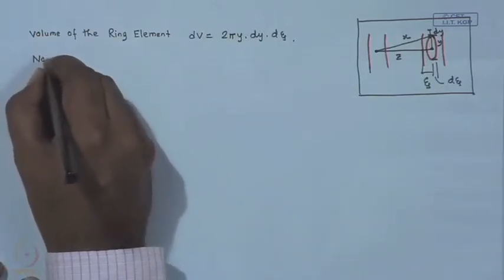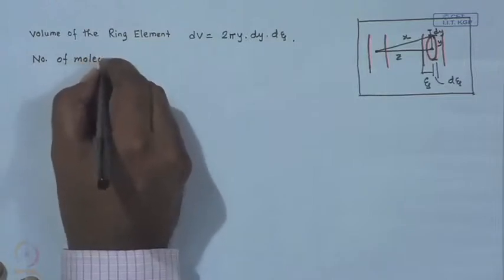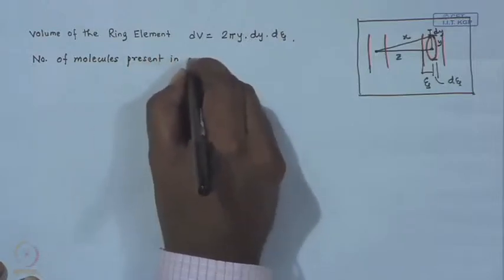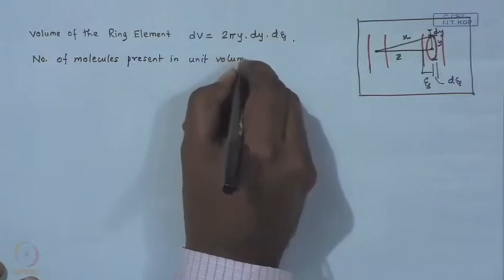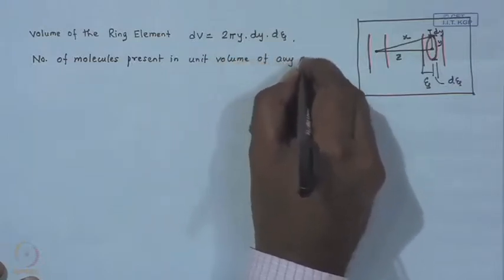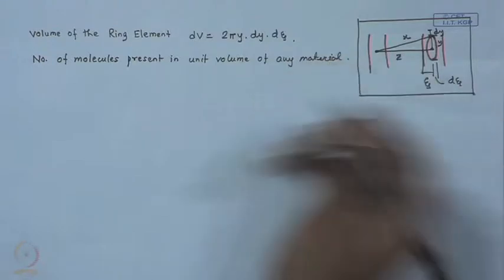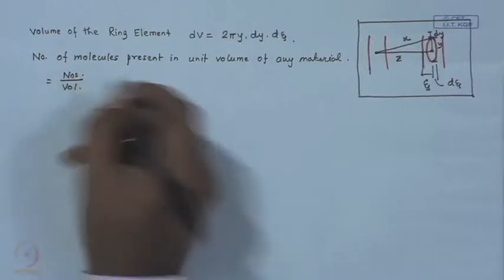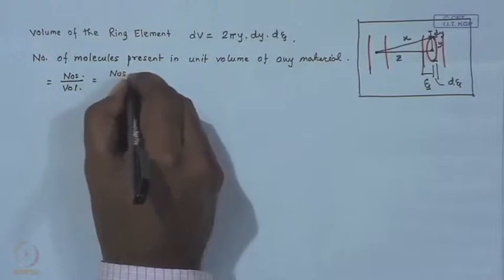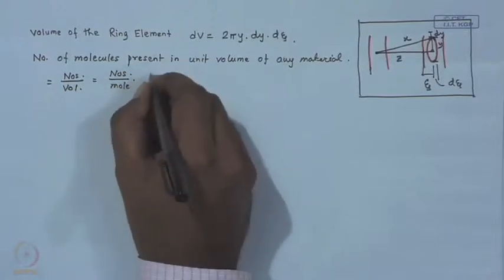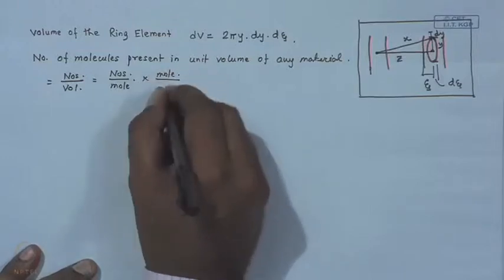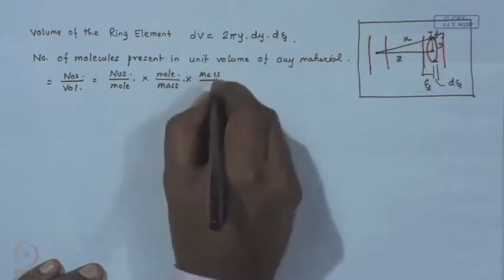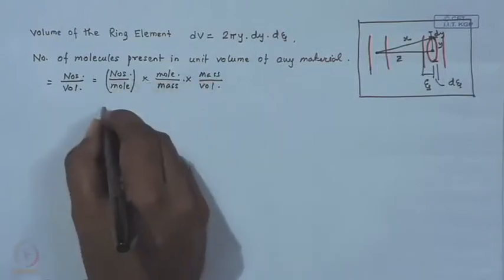So, the number of molecules present in unit volume of any material, this is 11th standard science, is equal to numbers, I am doing it in the simplest possible way, divided by volume, which you can convert to numbers per mole into mole per mass into mass per volume. So, this is nothing but Avogadro's number.